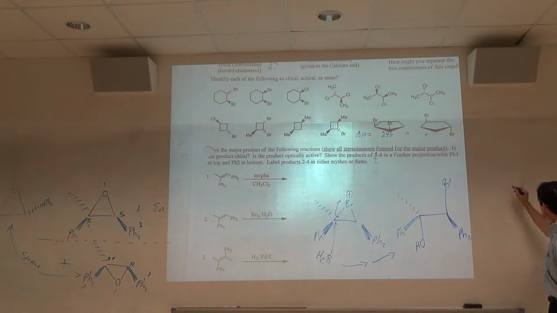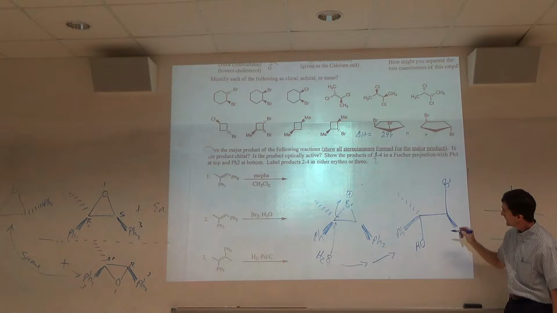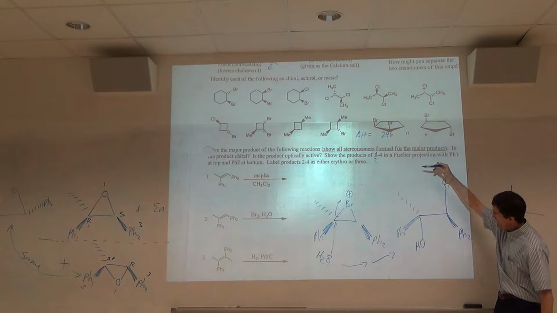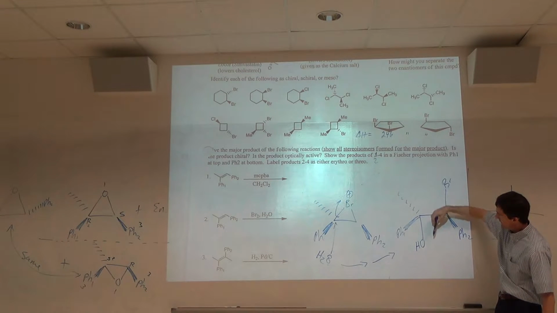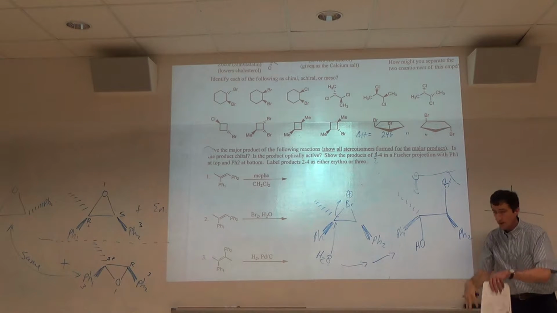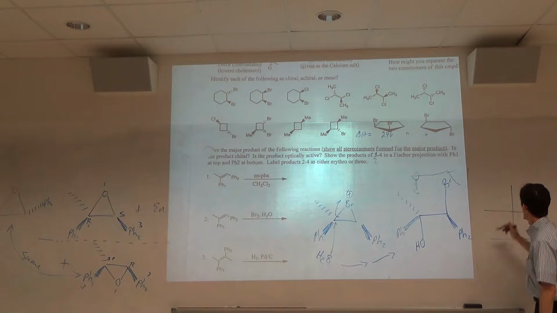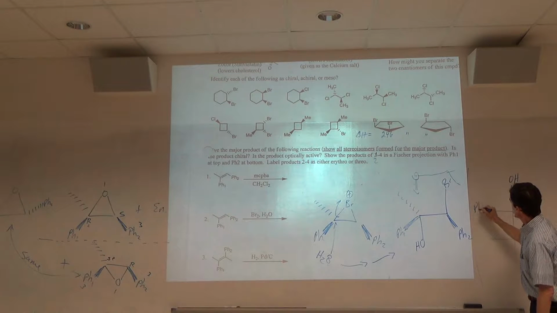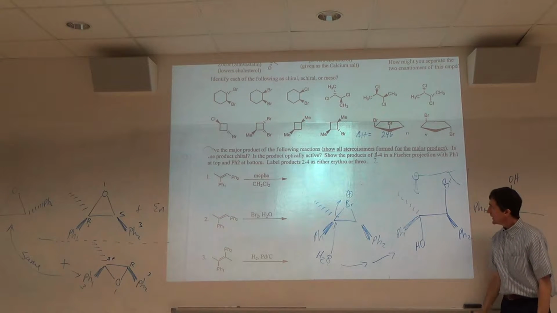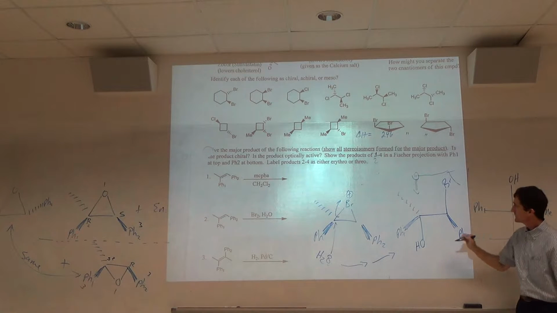Can we draw this in Fischer real quick? Phenyl 1 at top, phenyl 2 at bottom, so we want this to be the ground. What's going away from me or something in the plane? OH. So if I'm up here, with the OH going away, which side's phenyl 1 on? With OH going away, phenyl 1's on the left. That means with the OH going away, the methyl's on the right.